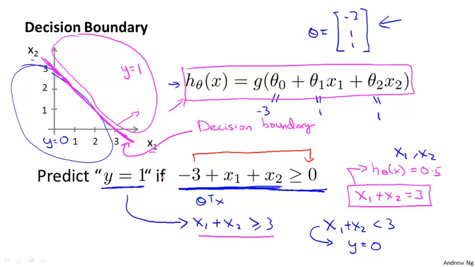Later on, of course, we'll talk about how to fit the parameters, and there we'll end up using the training set, using our data to determine the value of the parameters. But once we have particular values for the parameters, theta 0, theta 1, theta 2, then that completely defines the decision boundary, and we don't actually need to plot a training set in order to plot the decision boundary.